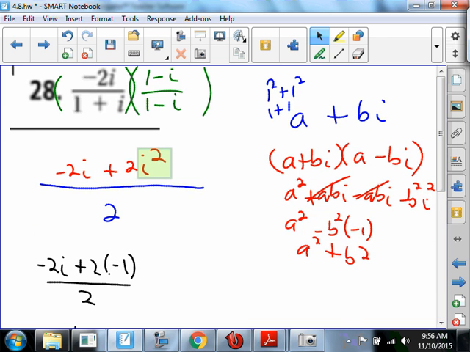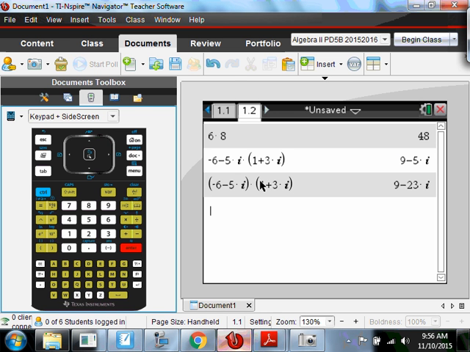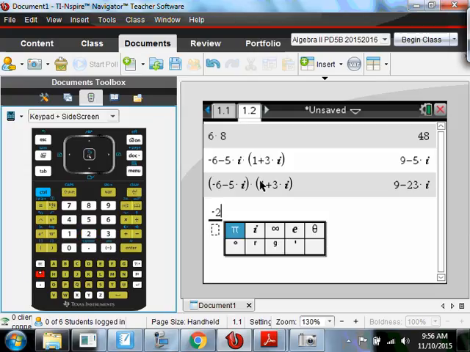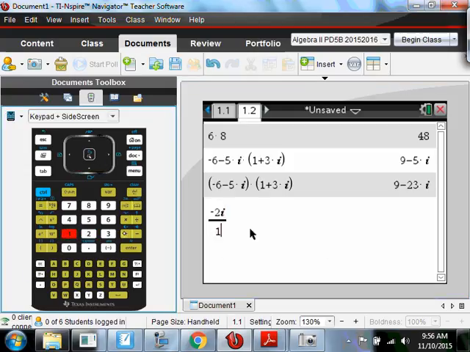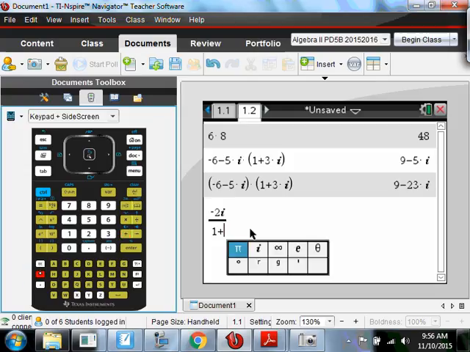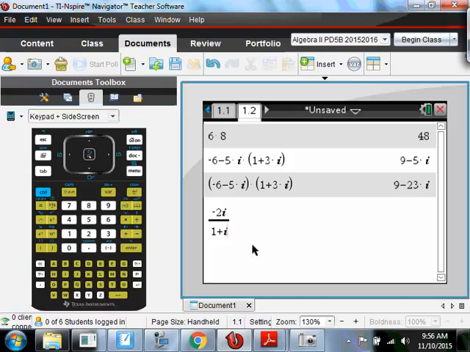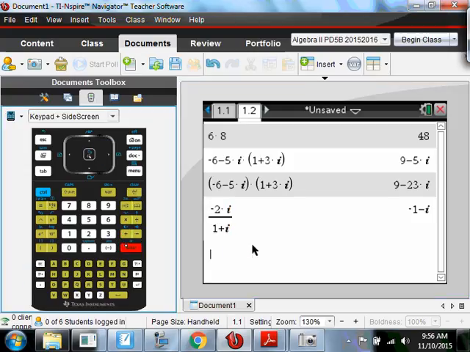So that's -2i over the group of 1 plus i. Again, the calculator will do these for you, and there you go, -1 take away i. Okay, that's what you should have had.